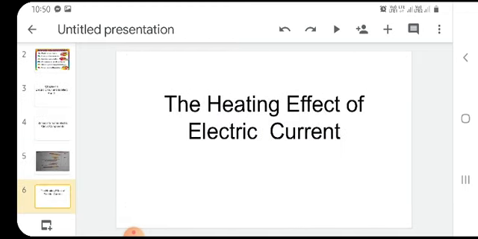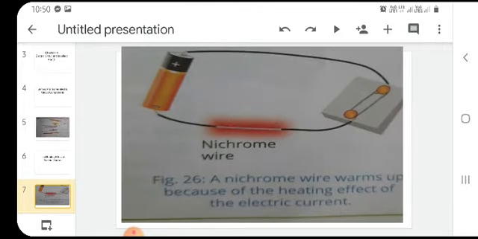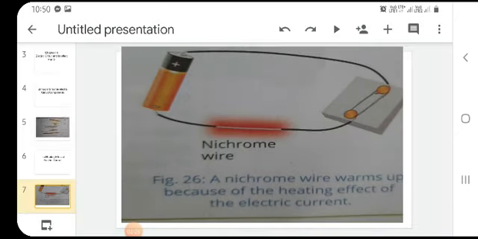Now, what is the heating effect of electric current? Dear students, when an electric current flows through a metal wire, here is a picture, you can see it. It offers some resistance to the flow of current, causing it to heat up. The higher the resistance, the higher the amount of heat produced, and vice versa.